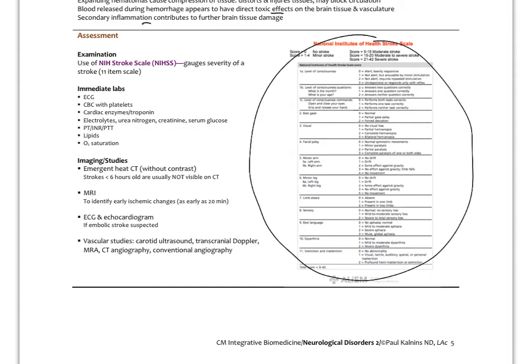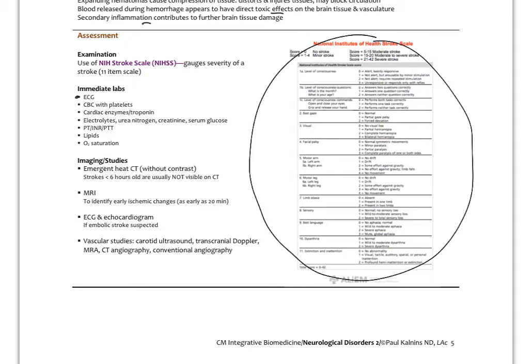And then immediate labs will be drawn. So getting an EKG on the heart. We also call that the ECG. K is cardio in German. C is cardio in English, American. And so the ECG or EKG is going to check for abnormal heart rhythms like AFib. That might be something that needs to be addressed, which is what caused the stroke.